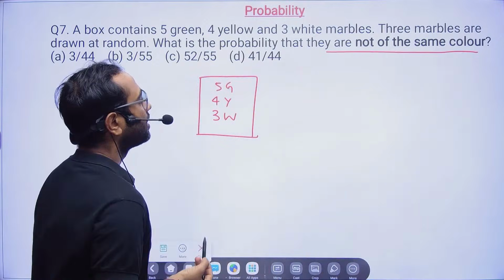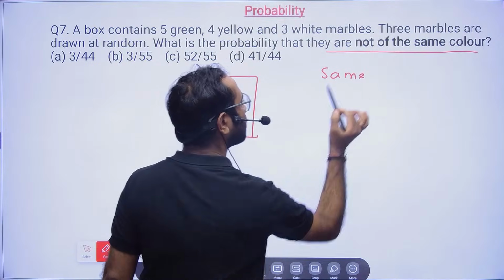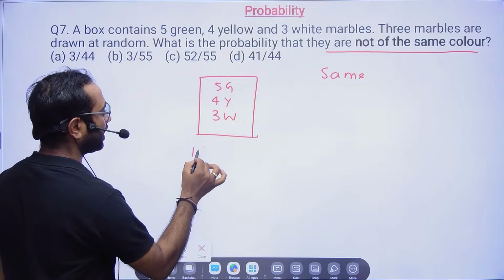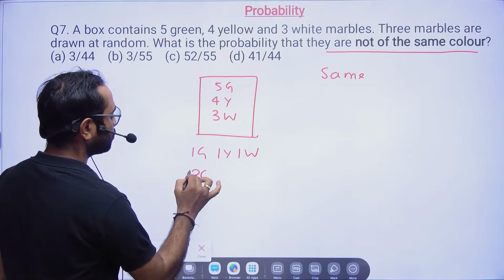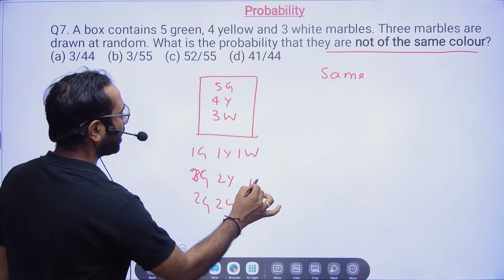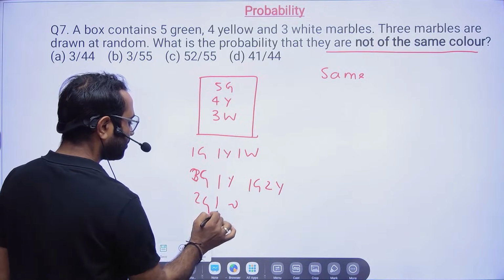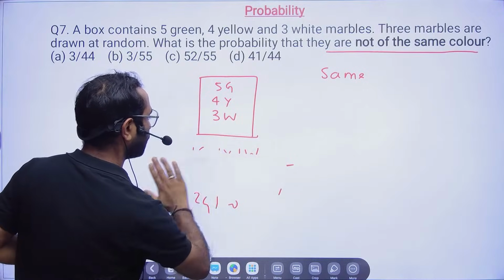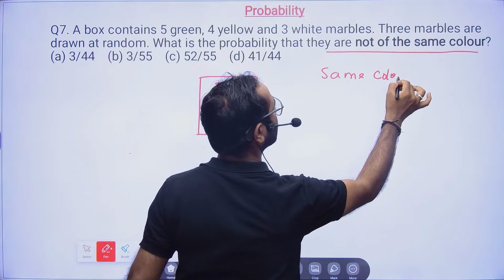Now friends, you first find it out, because they are not of the same color, there will be a lot of combinations. Not of same color means one green, one yellow, one white; two green, two yellow; two green, two white; and so on. To avoid that, you find it out when they are of the same color.